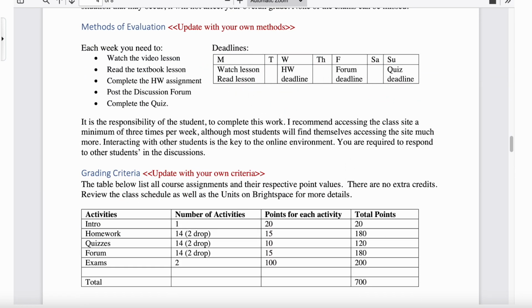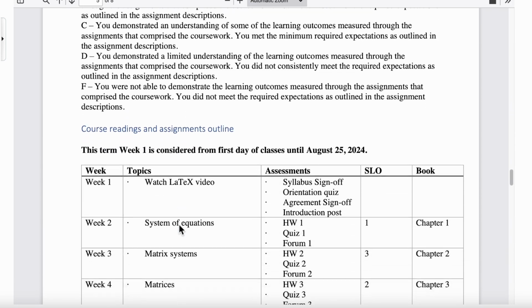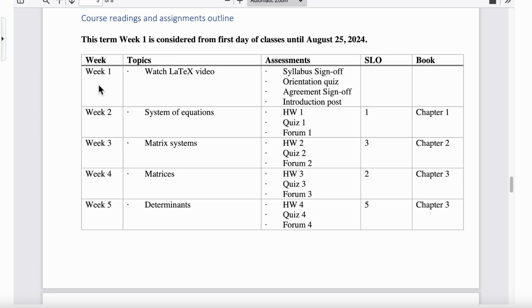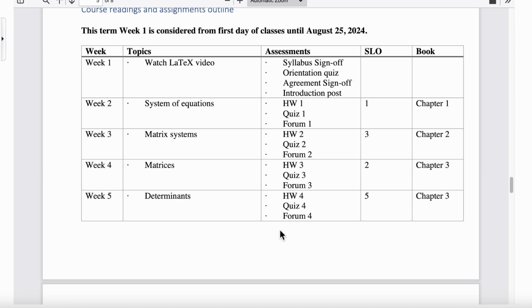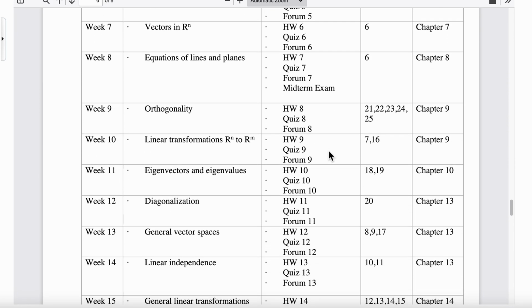Here is the structure of the class that I mentioned before. Here are the points that each of the activities in this class have. And here you have like week by week the structure of the class. For instance, in the week 1, you have to watch the LaTeX video and you have to do the sign off of the syllabus, orientation quiz, agreement, introduction, etc. Otherwise, all the other weeks, the structure is going to be the same that I mentioned before: homework, quiz, and forum. Homework, quiz, and forum. So this is what will happen every week of this class.